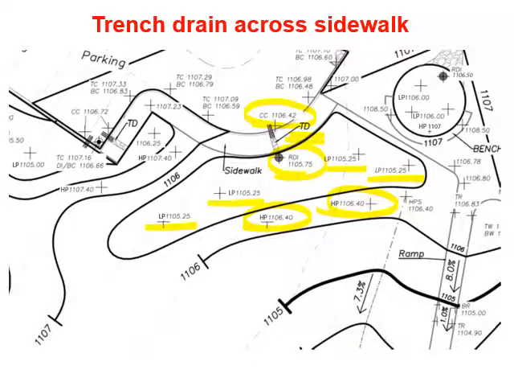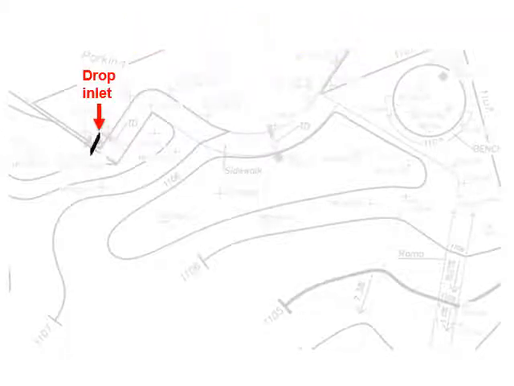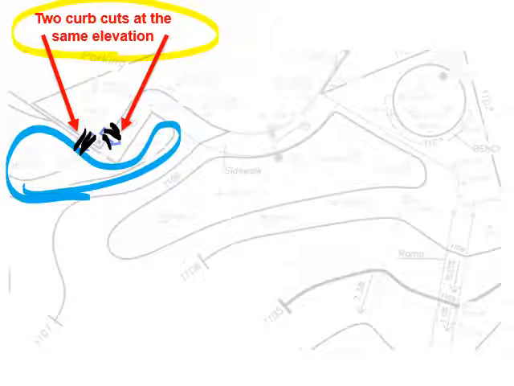So the next thing we want to talk about is the idea of doing a drop inlet that has no raised drop inlet. So it would not be unusual to have a drop inlet in the corner of your parking lot. Above that drop inlet, you're going to have two curb cuts, just barely uphill from it. And again, they must have the same elevation because this is all draining down into one bioretention system. So we need to emphasize again, the curb cuts have to have the same elevation.